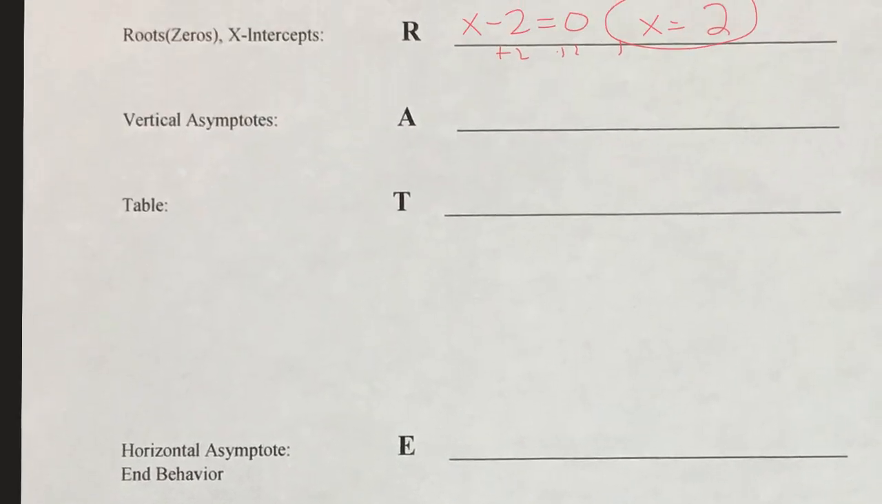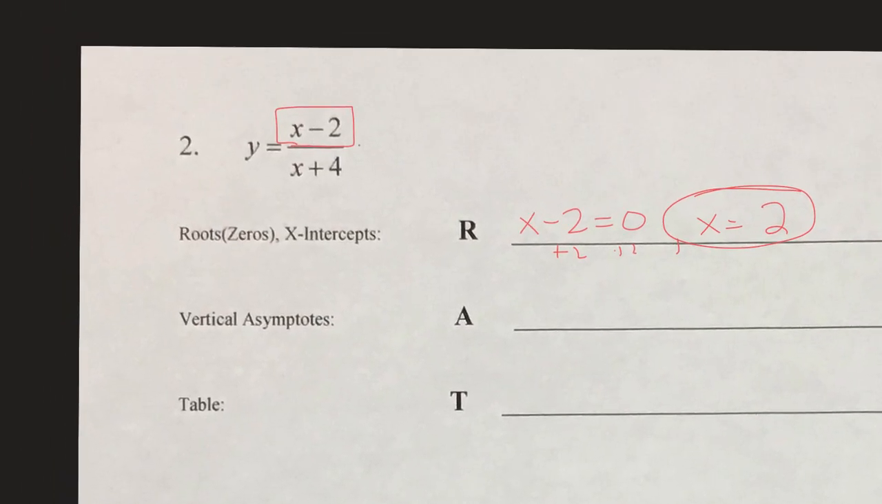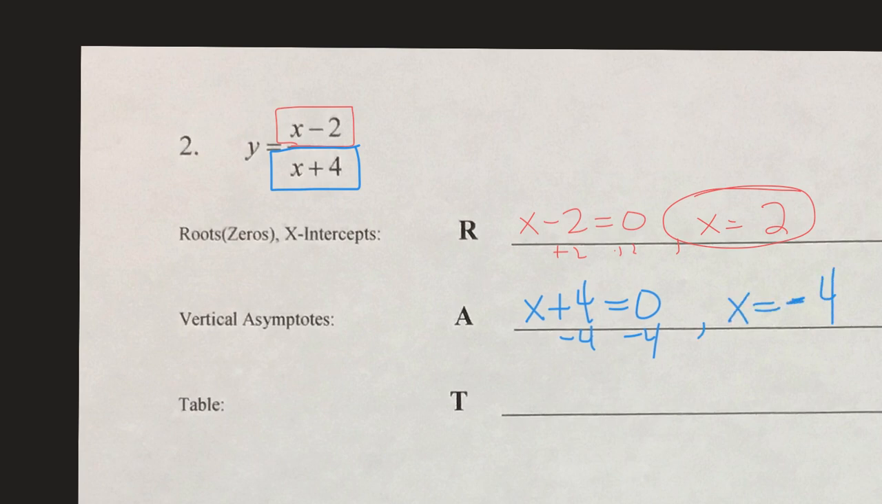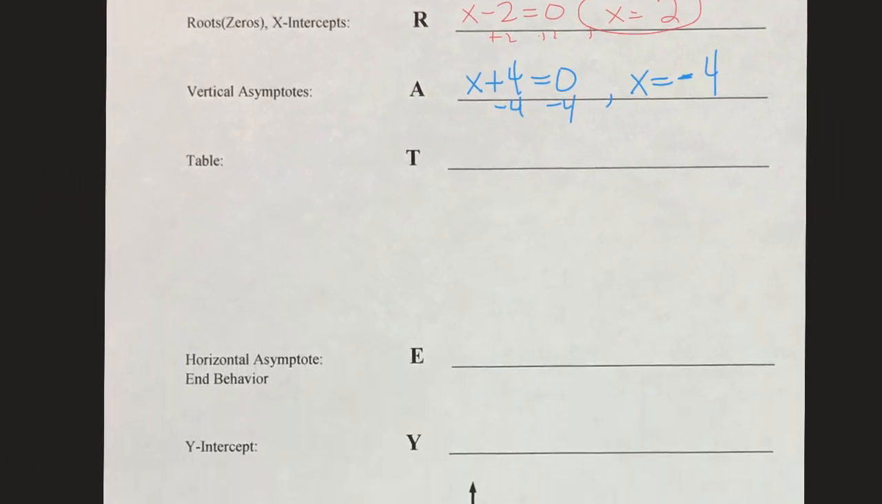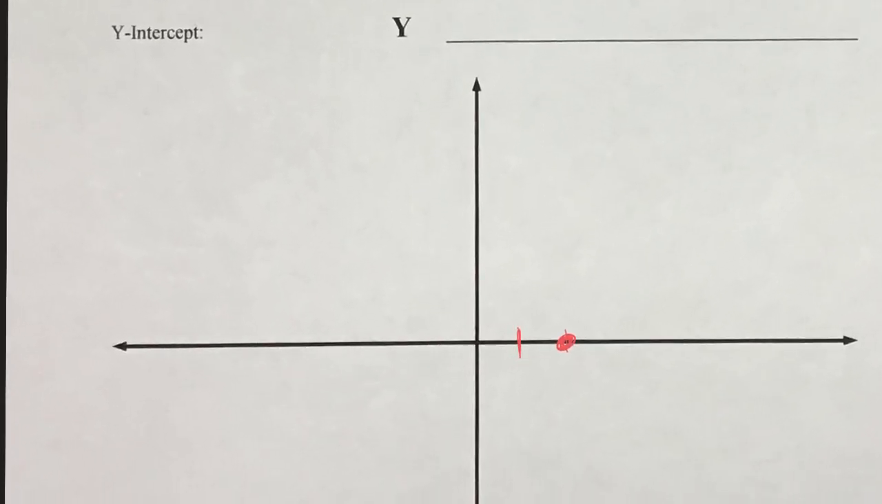Okay, and then we go up. Now we find the vertical asymptote, which is just your denominator. So we only use the denominator for our vertical asymptote. Set it equal to 0 and solve. So we get x equals negative 4 as the equation of your vertical asymptote. So we go 1, 2, 3, 4 units left. And we put in our vertically dashed line to represent the asymptote.